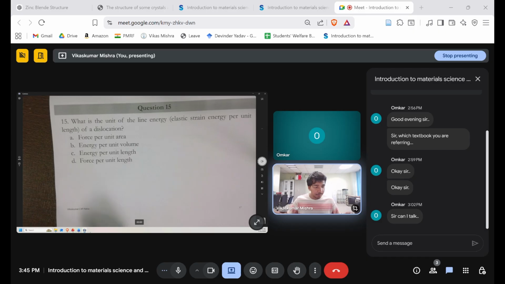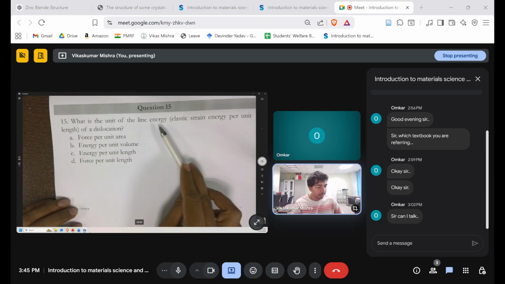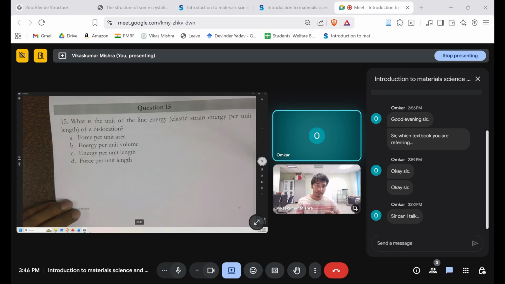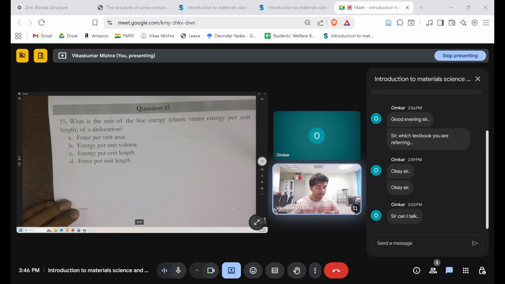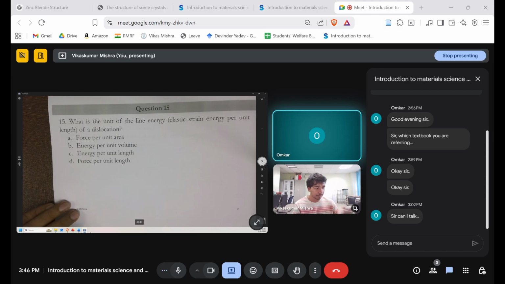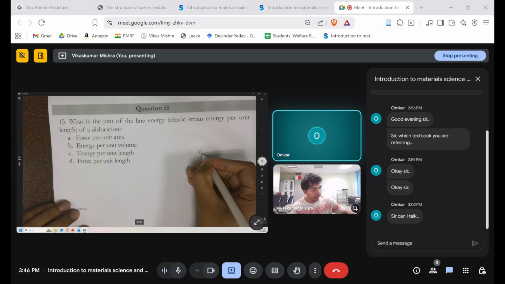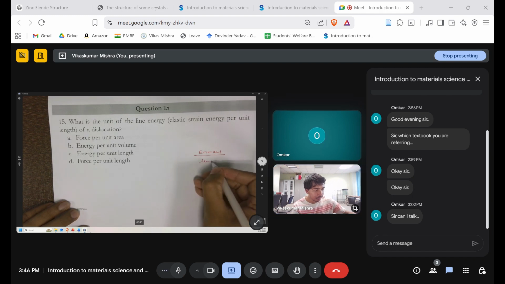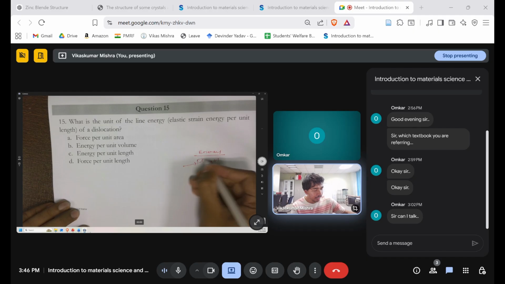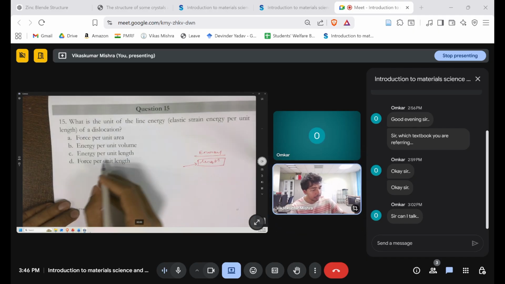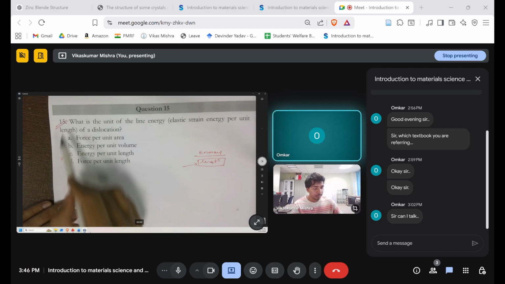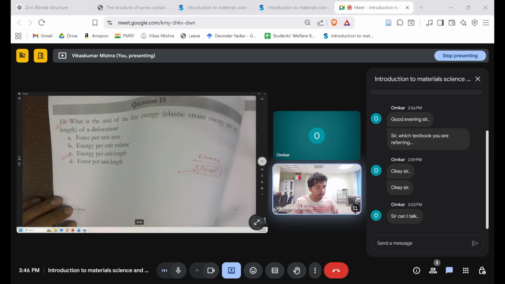Okay, let's move ahead. What is the unit of the line energy of a dislocation? What do you think? What will be the right answer here? Energy per unit length. This is important. People think that it's a volume, but no, it's a length. So energy per unit length. It's option C. Okay, great. So with that, this we can match. Let's move ahead to the next part.